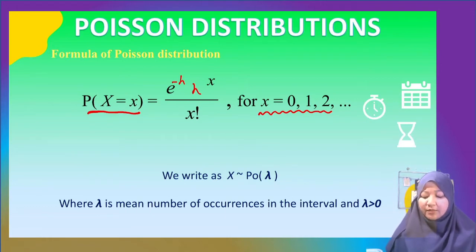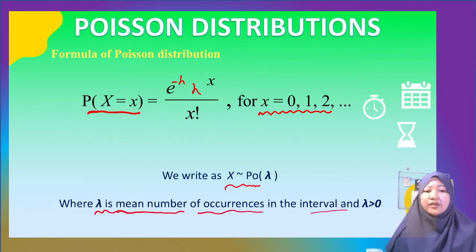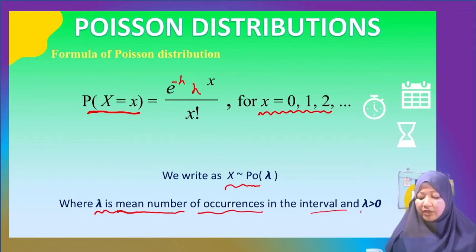And then we can write Poisson distribution as x, PO. Okay, P, this one for Poisson, in bracket lambda. Okay, lambda is a parameter for Poisson distribution. Okay, mean lambda adalah mean for occurrences in the time interval. Okay, ingat ya, lambda adalah mean number ataupun average ataupun expected number. And then lambda always positive. Okay, lambda always positive.